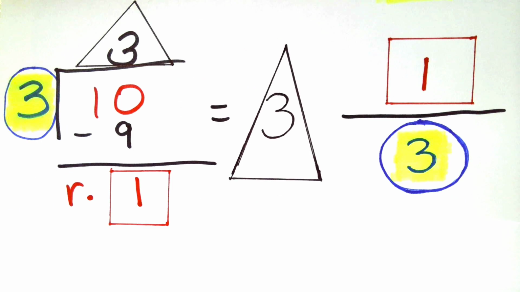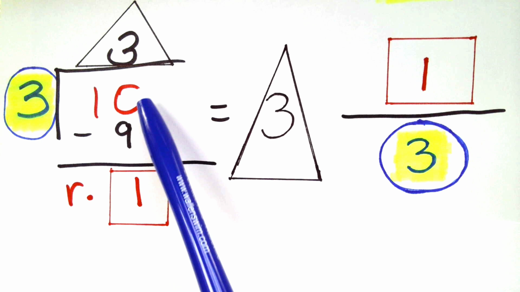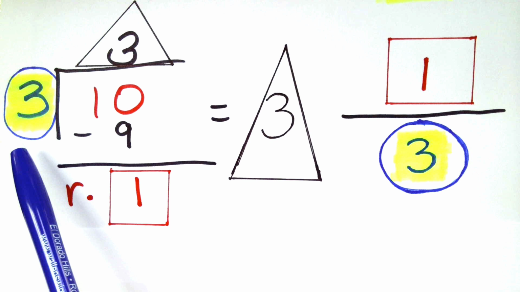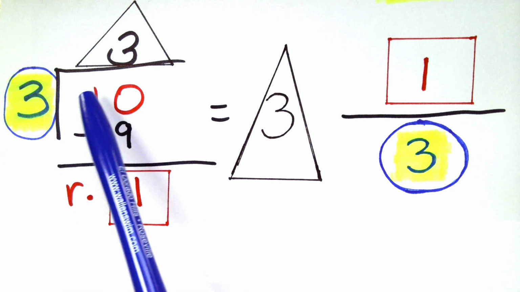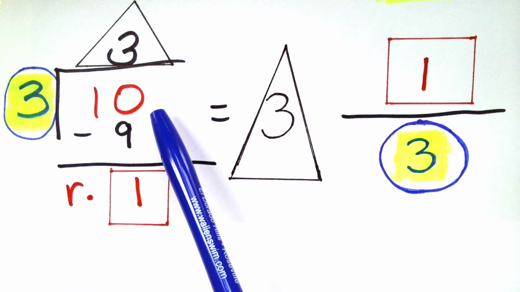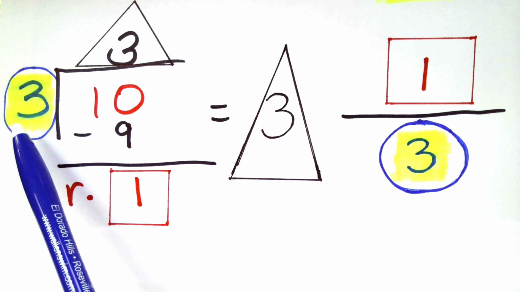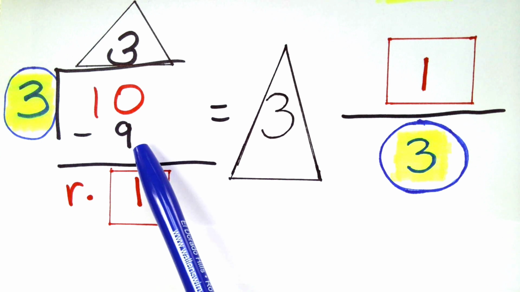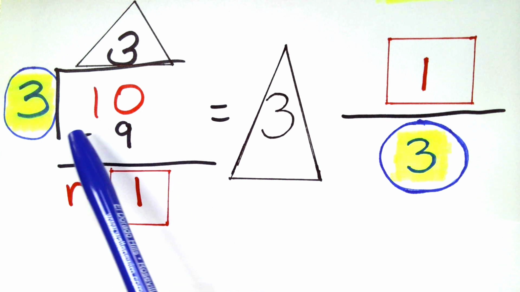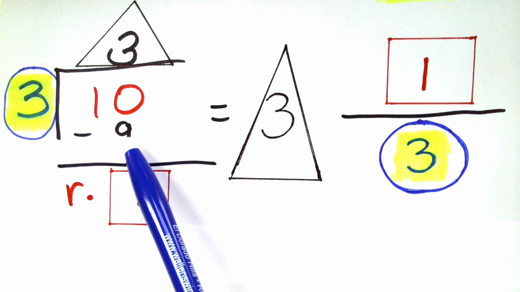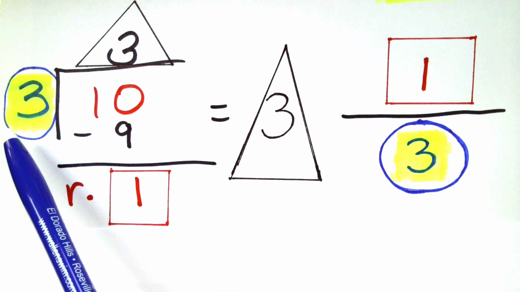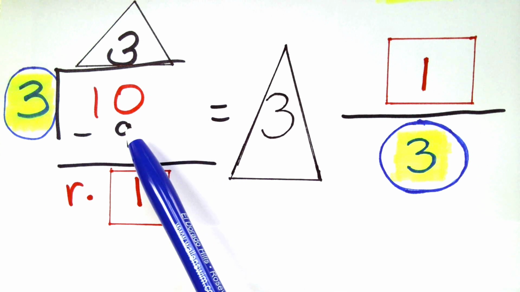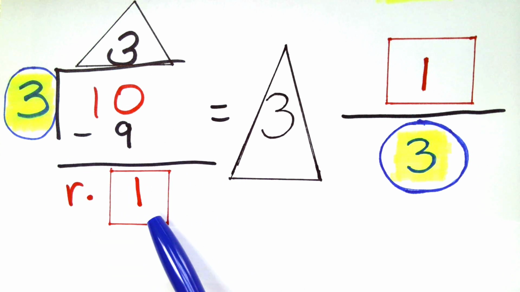Okay, so I'm showing you here 10 divided by 3, right? And what number times 3 will get me closest to 10 without going over 10? I know that 3 times 2 is 6, and 3 times 3 is 9, right? So 9 fits that criteria. I'm not going over 10, and 9 is just under 10. So I'm going to subtract the product. Again, product is the answer to a multiplication problem. 3 times 3 is 9. 10 minus 9 gives me a remainder of 1.